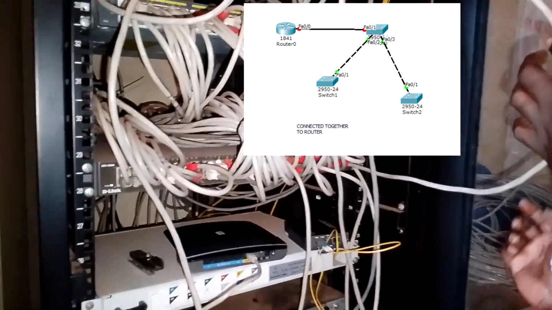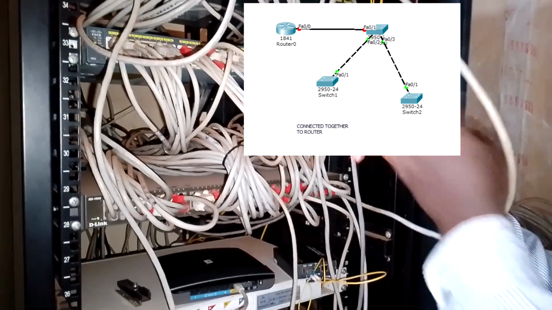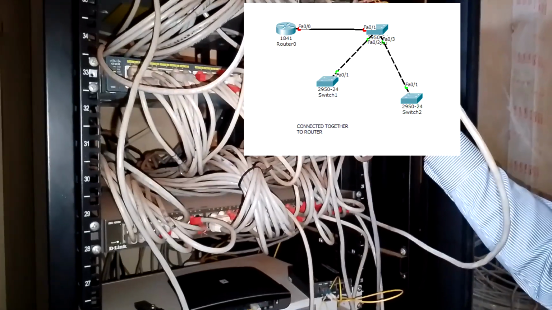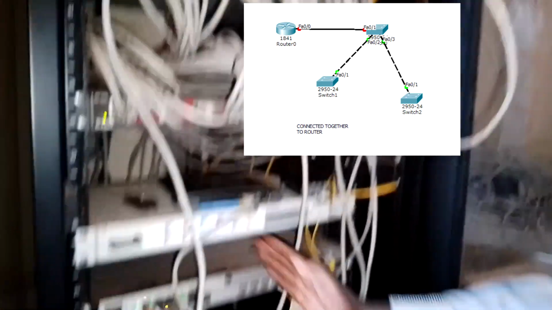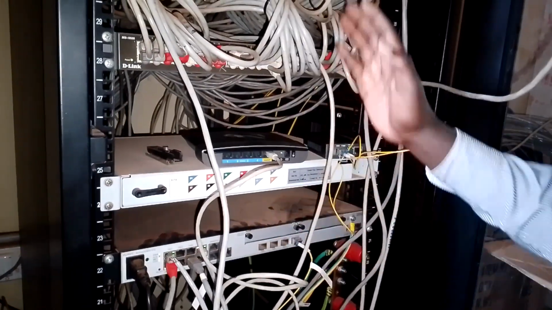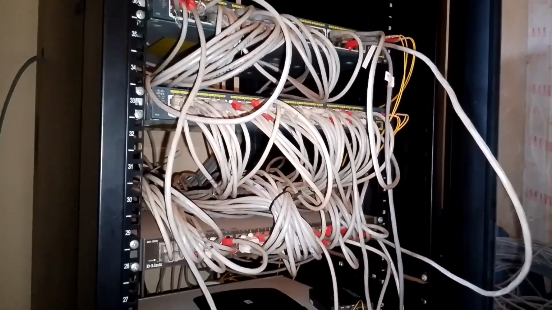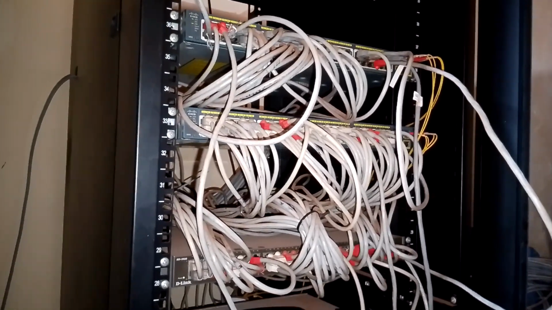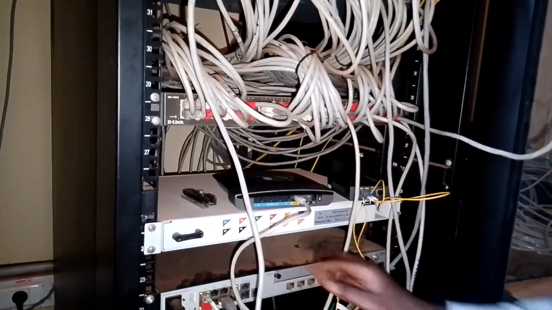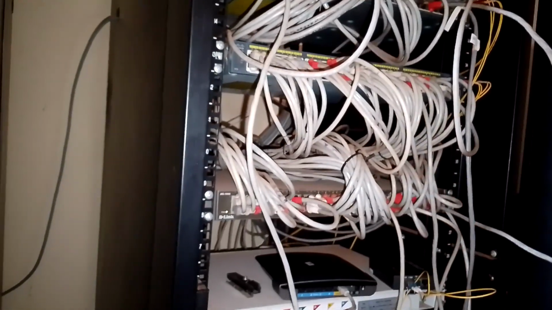Then the other switches we connect from here to the second one, then from here to the third one. After supplying the internet from this router, it means all switches are connected together. It means they have internet, or they have the same network from this router. After supplying internet to those switches, you have to connect your computers.